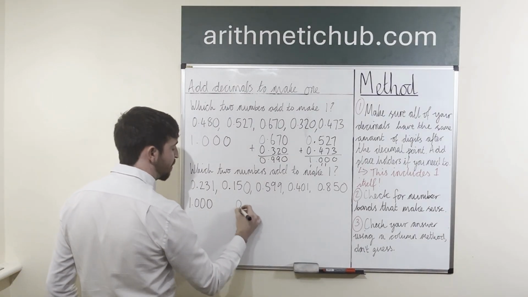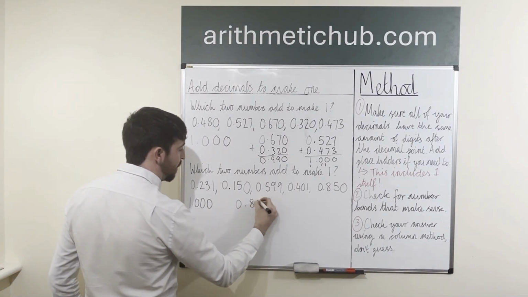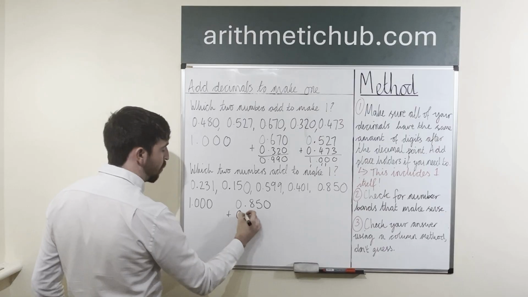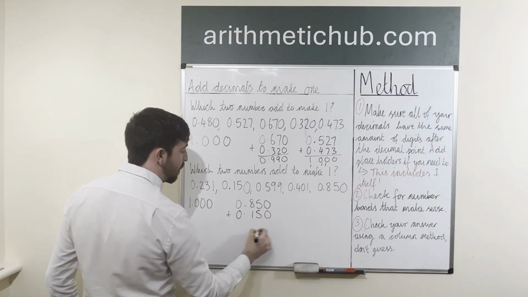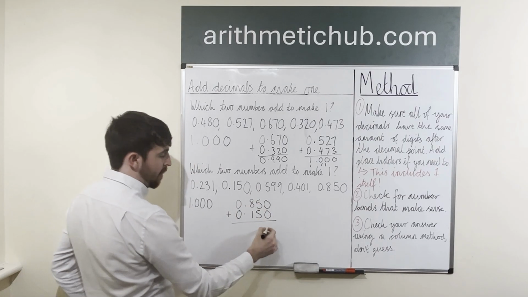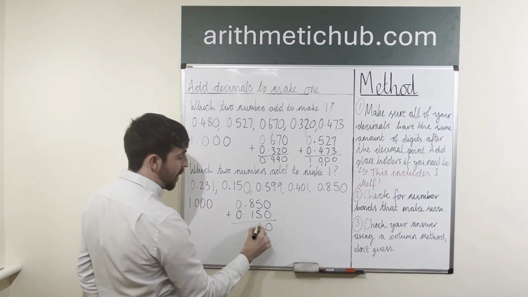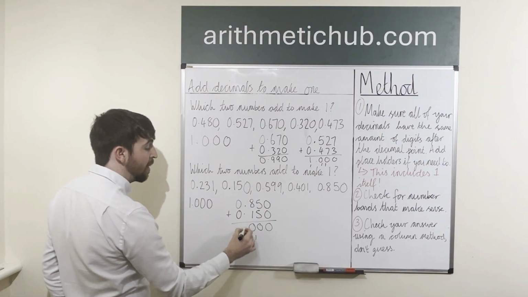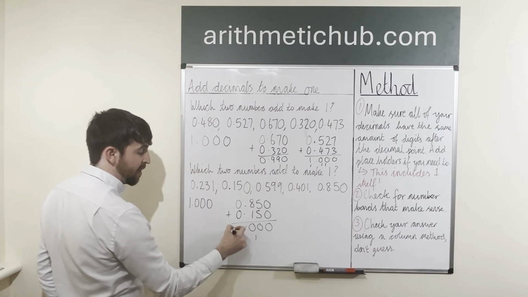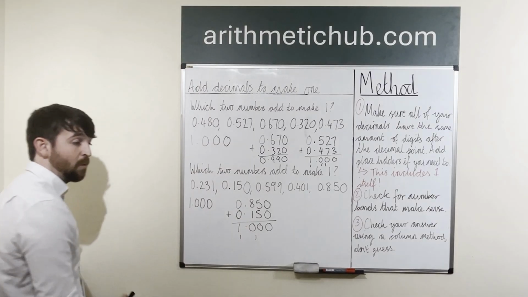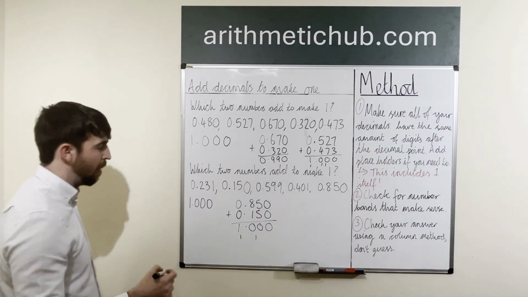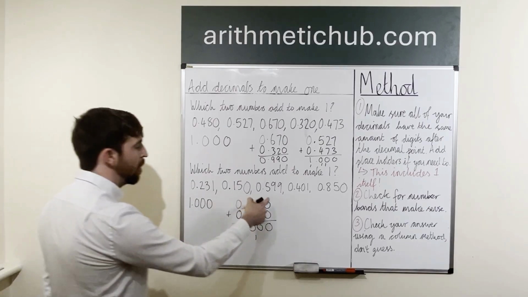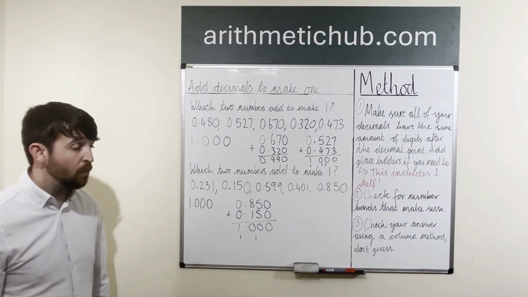So let's put them together to start with. 0.850. I'm going to add 0.150. 0 add 0 is going to give me 0. 5 add 5 is going to give me 10. 8 add 1 is going to give me 9. Add the 1 is going to give me 10. 0 add 0 is 0. Add the 1 is going to give me 1.000. But I also have spotted another one that might work, because sometimes with these, there's more than one option.